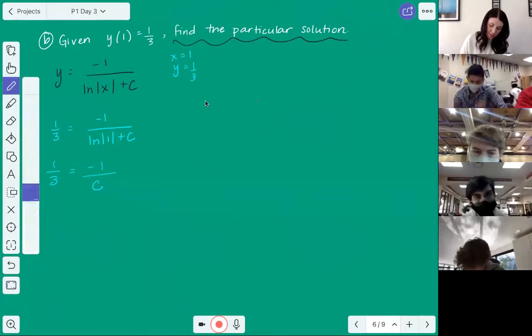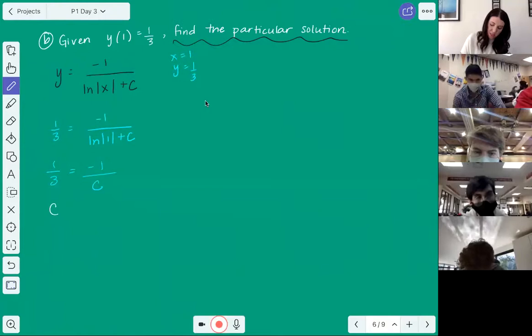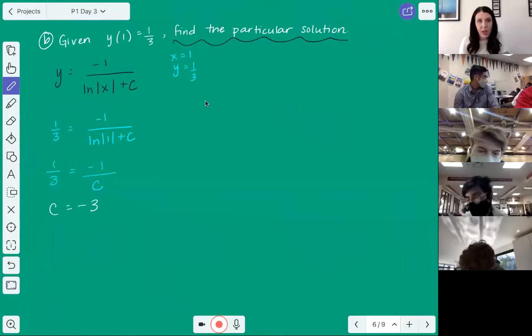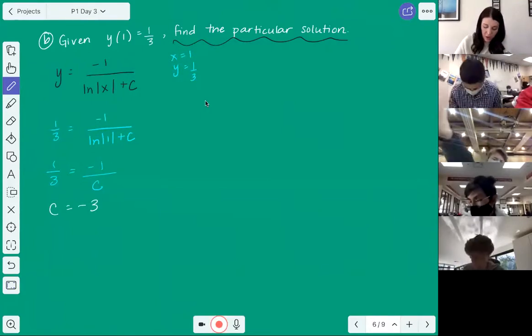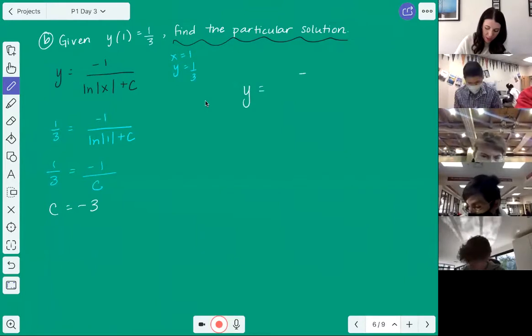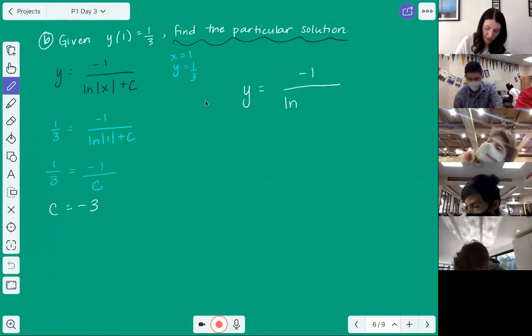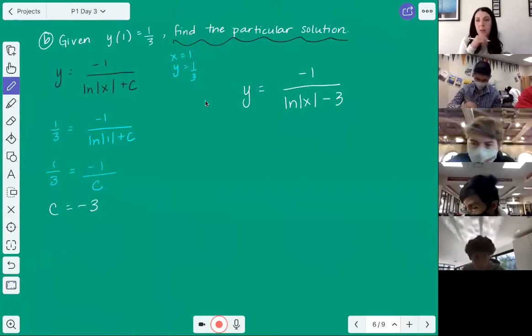So we're at this step here, we cross multiply, we get c equals -3. Thank you. Sorry. Thanks, Gus. Okay, so now we're going to plug that in. We get y equals -1 over ln of the absolute value of x minus 3.